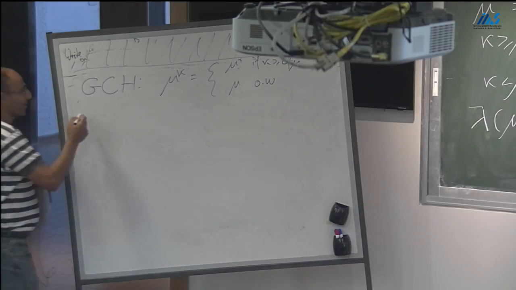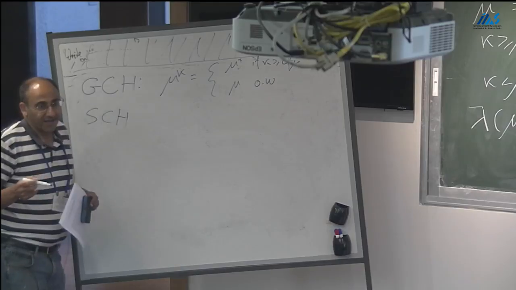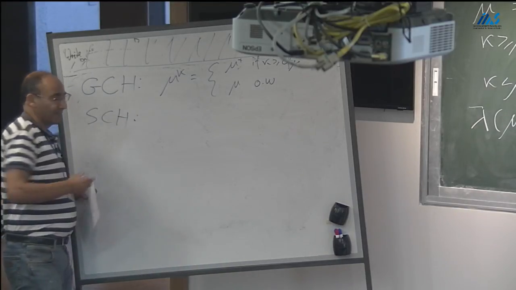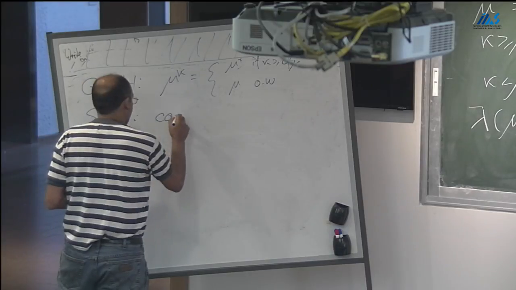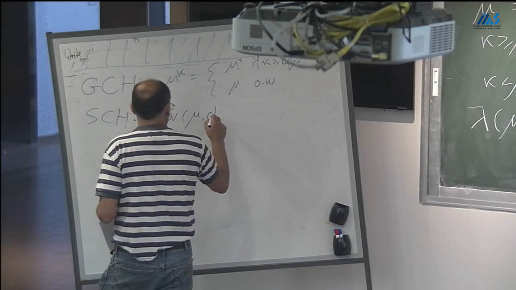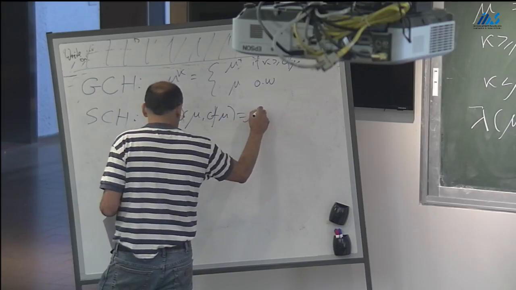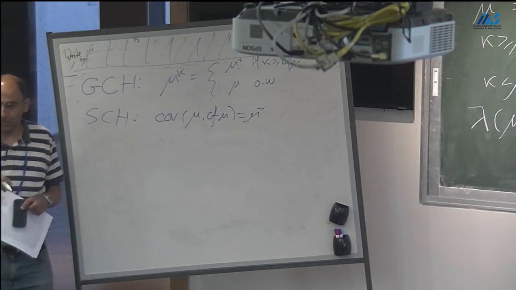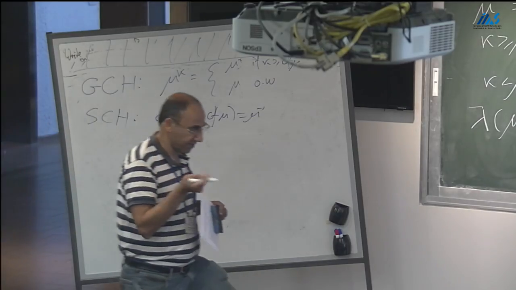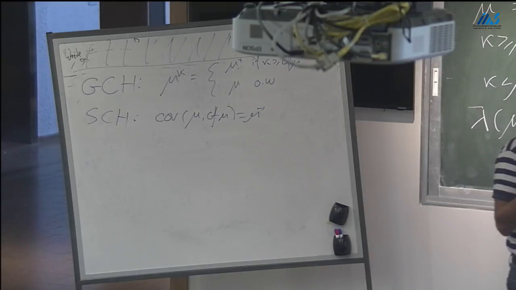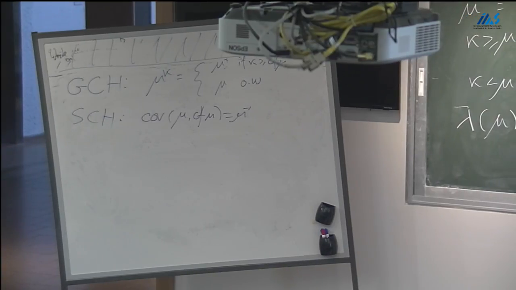Since I'm already at the whiteboard, the singular cardinal hypothesis, let's say that the covering number of mu, cofinality mu, is mu plus for all singulars mu. I mean, this is really what it's about. The singular cardinal hypothesis is many times expressed as a conditional, if it's a strong limit or if something else, but there's no need for that. This is what it says. Okay, so these are two of the statements we will want to carry over to density. And what else? Yes.